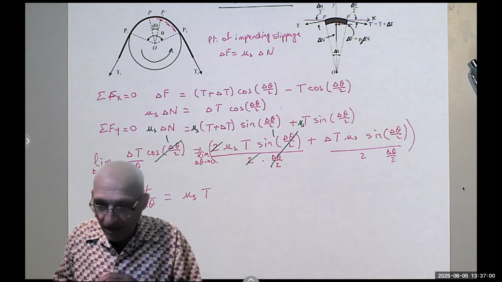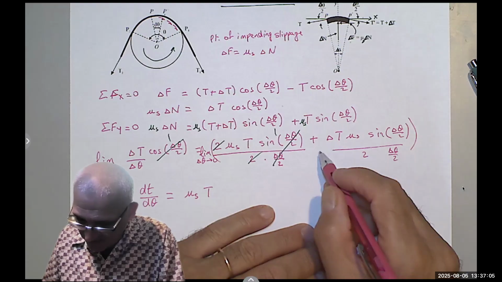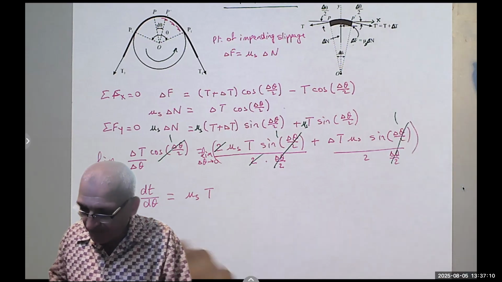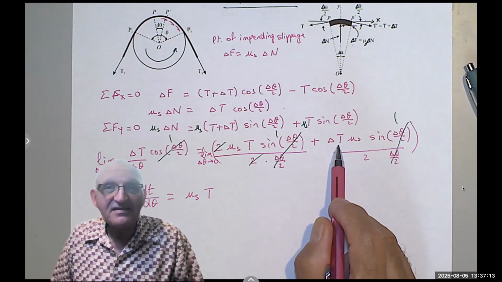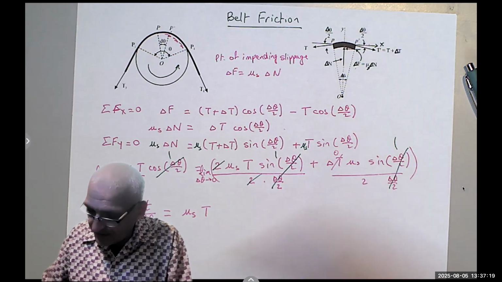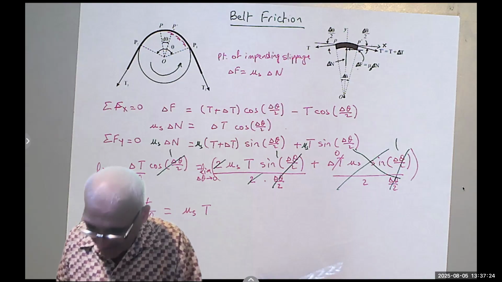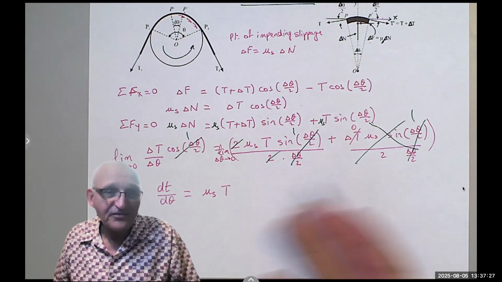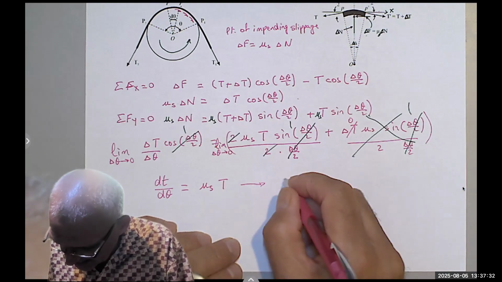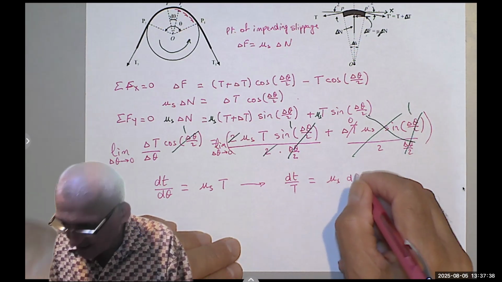Now again, the limit as delta theta approaches 0 of sine over its argument is 1. But if delta theta approaches 0, then delta T also approaches 0. So this whole thing will go to 0, and I end up with this equation. Well, that's a differential equation, and it's separable. So you can say dT over T equals mu sub s d theta.